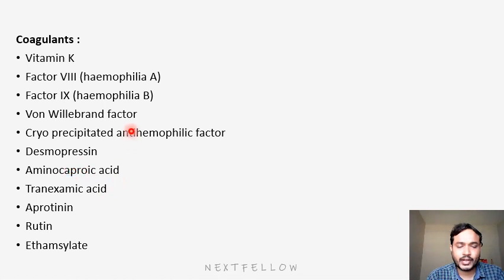Among these, the fat soluble vitamin is vitamin K. Aminocaproic acid and tranexamic acid are both antifibrinolytic drugs, and they also act as coagulants. So we'll see vitamin K in the following slide.